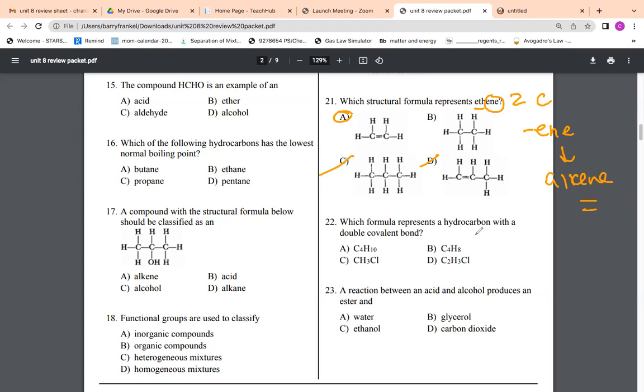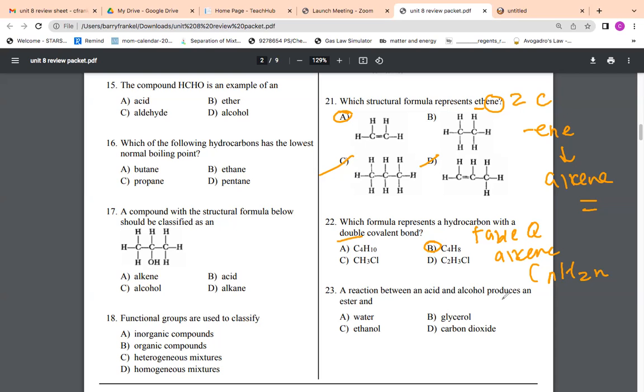22, which formula represents a hydrocarbon with a double covalent bond? Again, you'd want to go to table Q if you don't have them memorized. If they're saying double covalent bond, it's a double bond. So that means that you have an alkene. The general formula for an alkene is CnH2n. However many carbons you have, the hydrogens will always be double that amount. So I can see right here, 4 carbons, and I have double the amount of hydrogens. I have 8 hydrogens. So that is my alkene.